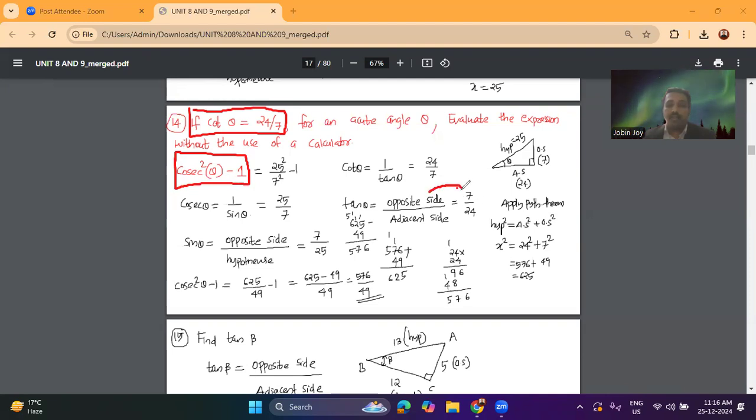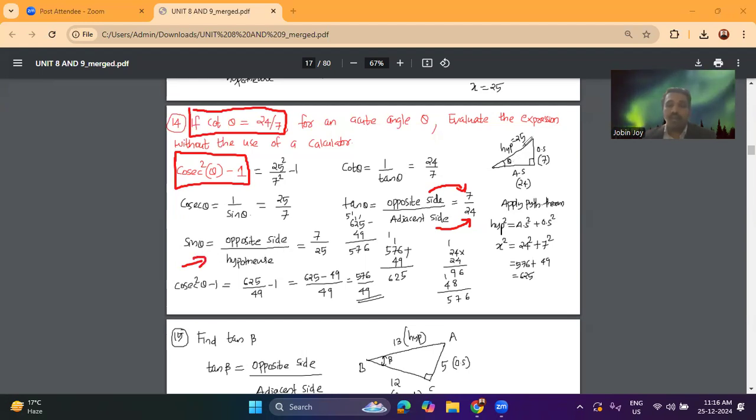So opposite side is 7 units and adjacent side is 24 units. I will draw a right angle triangle like this. Then I will mark angle theta and then I will mark opposite side as 7 and adjacent side as 24. Here you have to calculate cosec square theta minus 1. That means you have to calculate cosec theta. What is cosec theta? Cosec theta is the reciprocal of sine theta. So first I will calculate sine theta. How will you calculate sine theta? Sine theta is equal to opposite side divided by hypotenuse.